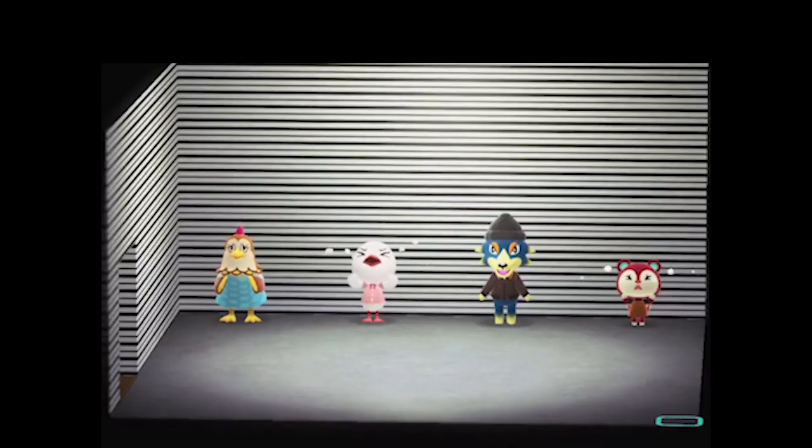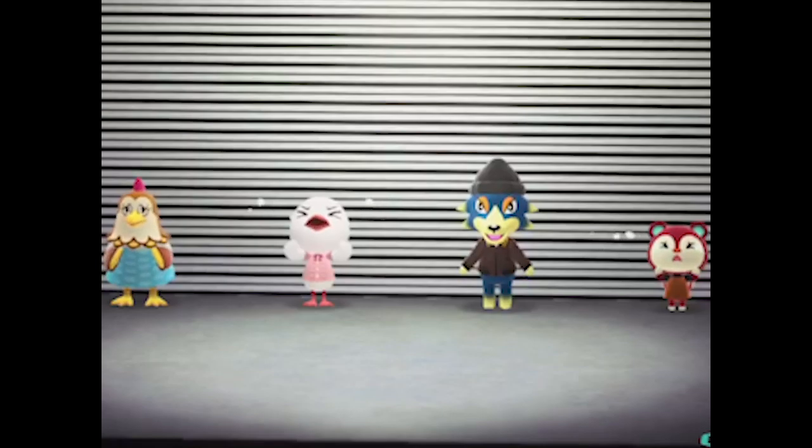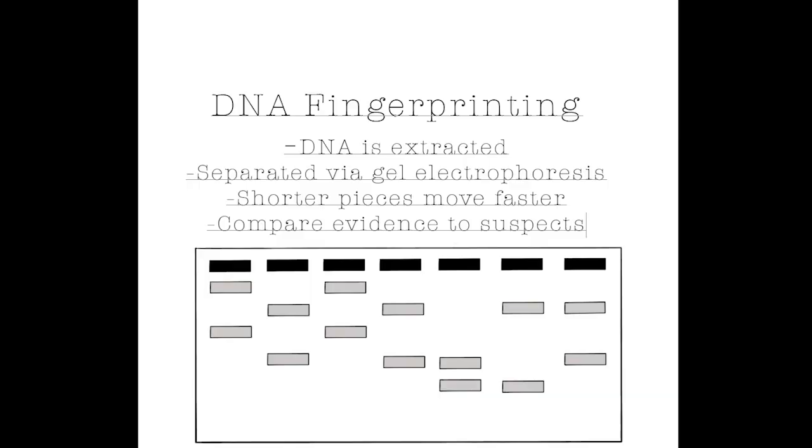We have gathered 4 suspects: Ava and her daughter, Piper, Wolfgang, and Poppy. Ava and Piper were seen in the area earlier shopping for groceries. Wolfgang was Shayla's competitor in fruit picking, and Poppy was Shayla's ex-best friend. To determine whose blood was at the crime scene, DNA fingerprinting must occur.